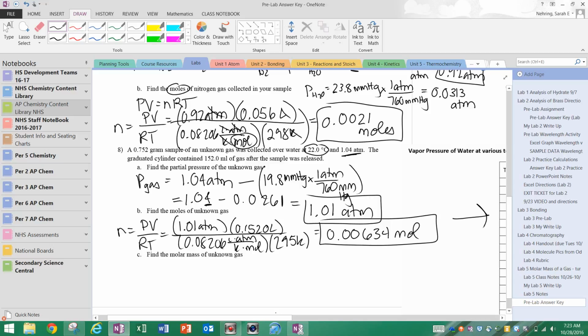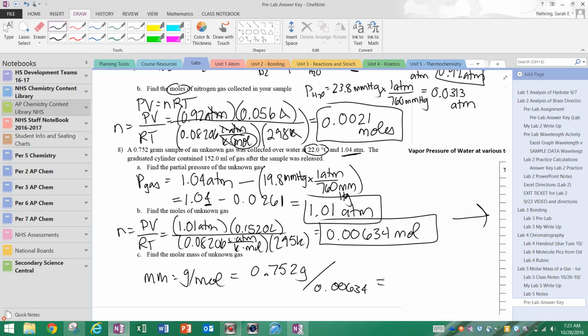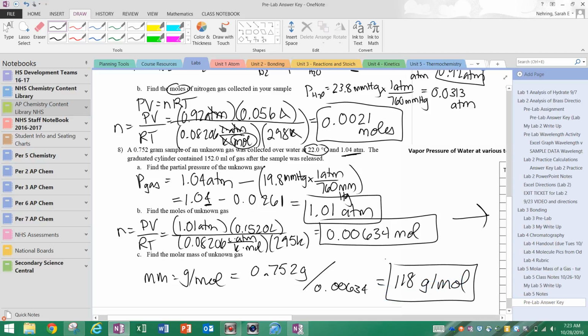The molar mass of the unknown gas is going to be the grams per mole. If I look back at the problem, it told me that this sample weighed 0.752 grams. In our lab, we're going to find that mass by subtracting the mass of the lighter before and after. And I'm dividing by 0.00634. So that gives you 0.752 divided by 0.00634, which is 118. I should have 3 sig figs in this answer because both these values have 3 sig figs in them.